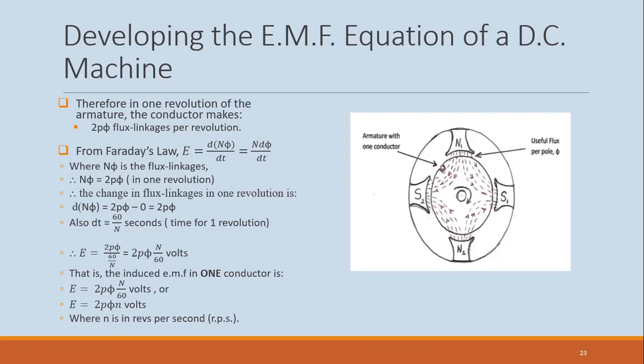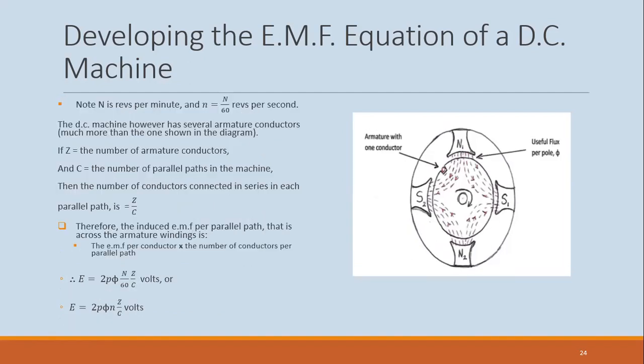All right, so that is the induced EMF for one conductor. Now remember we said that in each parallel path there will be Z over C conductors. The armature conductors are connected in a series-parallel manner, where Z is the number of conductors and C is the number of parallel paths. So the number of conductors connected in series in each parallel path would be Z over C.